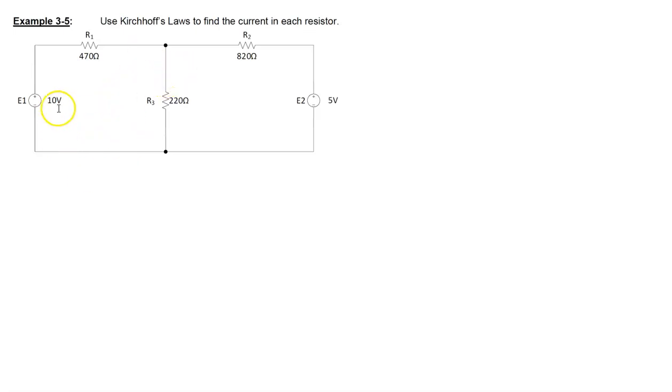Now we have two voltage sources, E1 and E2, and our three resistors. Like the previous examples, we want to assume the current in this branch goes this way. So I1, because this source is positive on the top, we assume that the current goes that way. So I2.